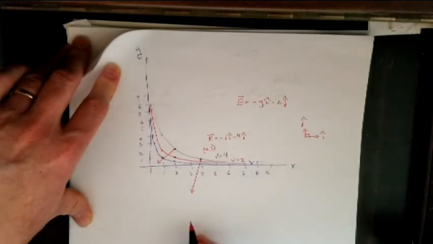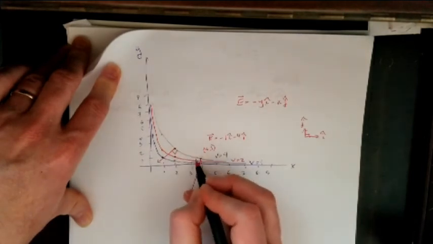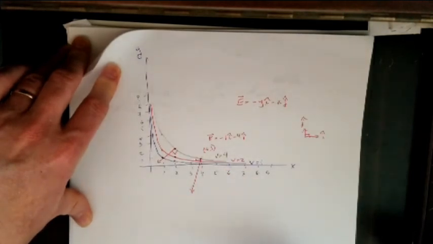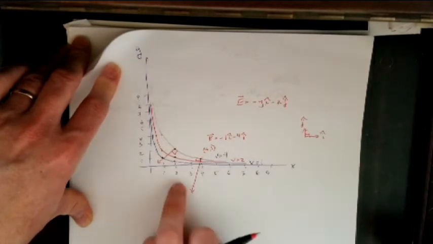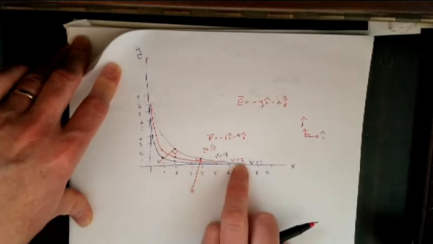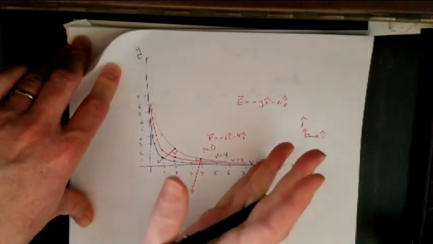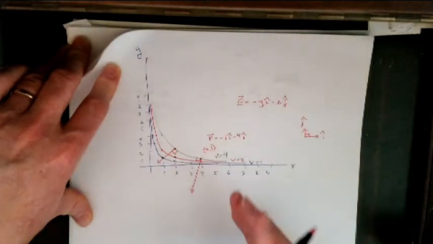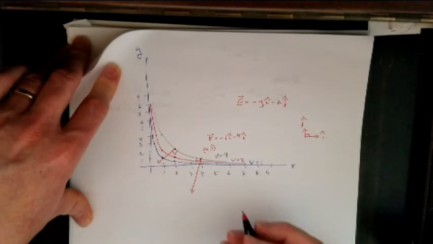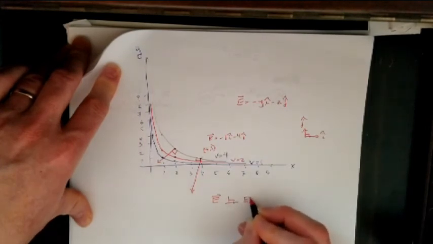Notice, and it's not perfectly drawn, but notice that these look kind of perpendicular. As a matter of fact, they should be perpendicular. So the bigger the x component is, the more it gets turned that way. And this is always going to be true: the electric field is perpendicular to the equipotential line.